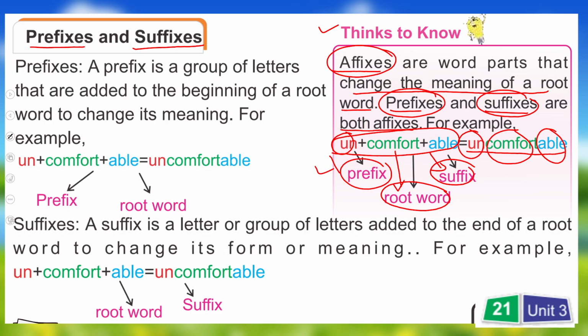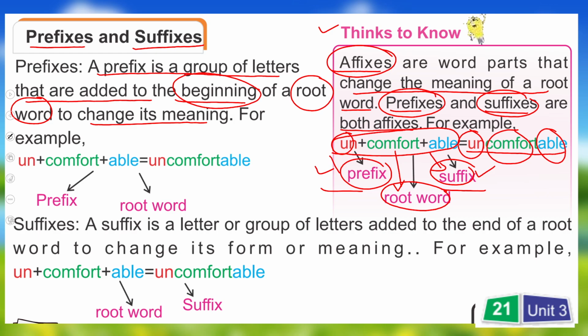Sometimes we only find a prefix, sometimes we only find a suffix, and sometimes we find both of these in one word. Now, a prefix is a group of letters that are added to the beginning, to the start of a root word to change its meaning. Students, remember, the main word we have is the root word. Root word is our main word. Sometimes we put a group of letters at the beginning of the root word. Sometimes we put it after the root word.